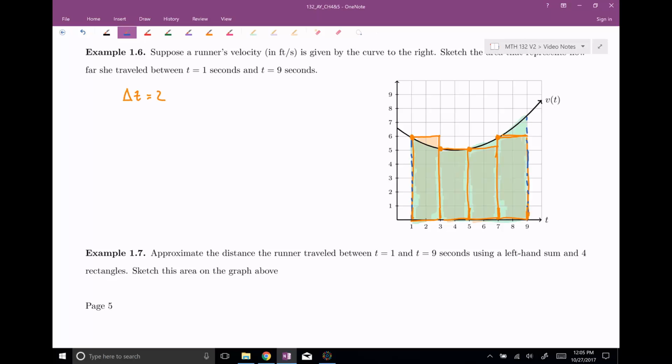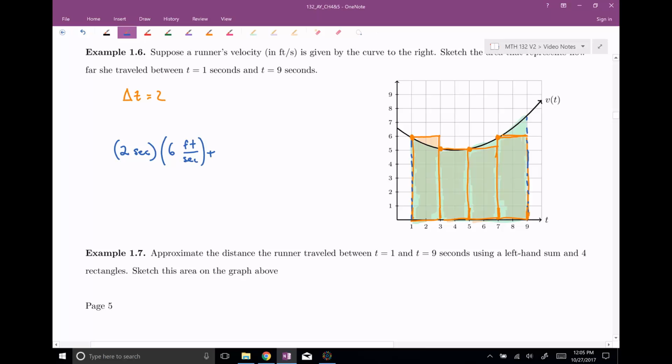So the width in each case is going to be 2. So maybe for my first rectangle, the width is 2 and the height is 6. And let me be really explicit about my units here. So my width here is 2 seconds. And my height is going to be 6. And this is going to be feet per second.